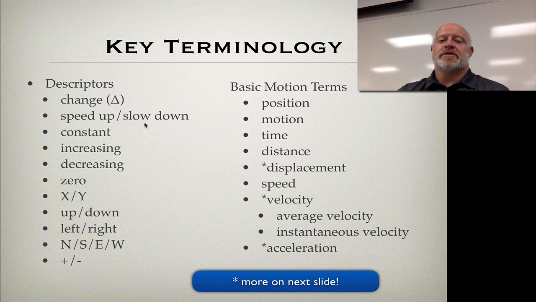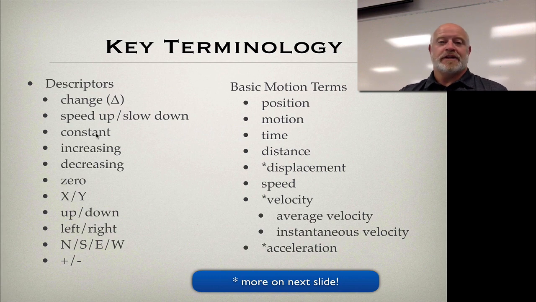Okay, speeding up and slowing down. Again, simple terms, but when we talk about speeding up, that means our velocity or our speed is increasing, or getting further away from the 0 point. Slowing down means you're getting closer to the 0 point. Notice I don't say getting bigger or smaller. I talk about going away from 0, because 0 speed or 0 velocity is the smallest we can have. We can have negative speeds and negative velocities.